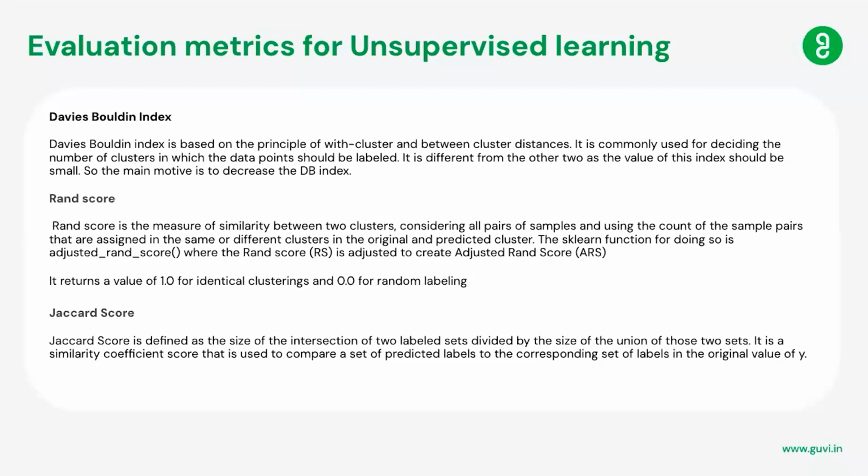Again, Rand score determines the similarity between 2 clusterings. It will count how many pairs are aligned in the same cluster and how many pairs belong to different clusters but are coming in this particular cluster. Jaccard score is also a method to identify the intersection of 2 label sets. So all these evaluation metrics help you decide how good your clustering technique is and what features you need to change.